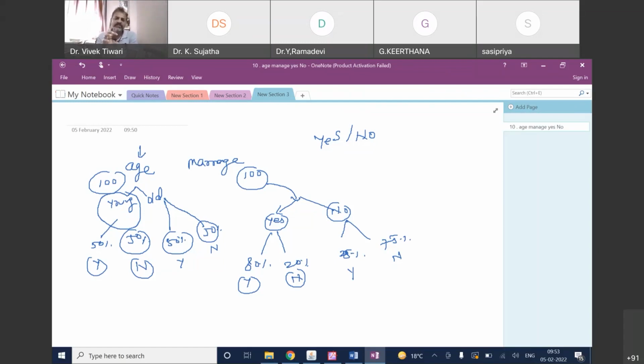Which attribute has the more discriminative power? Which attribute is useful for you? You tell me. Yeah, marriage, I think. Why? Yeah, Dr. Chinmay, yes, very good, very good.